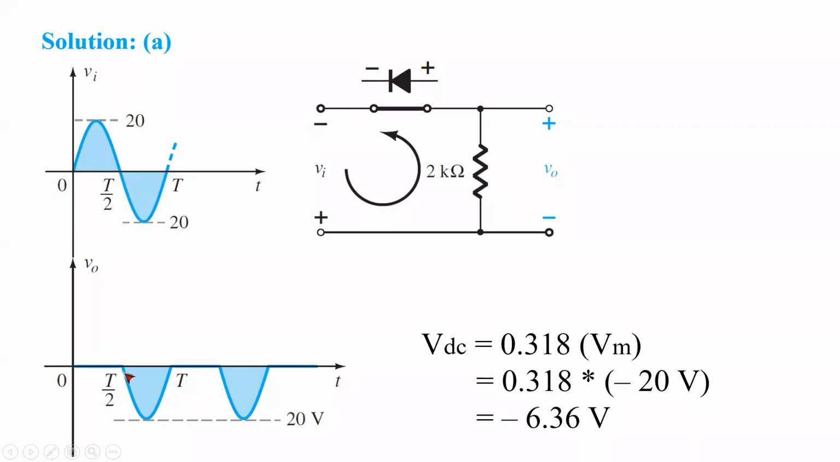Okay. So remember, when your output is only positive, you give positive. When your output is only negative, that time you give a negative. So here I give the negative in front of 20, but you should give the minus in front of 0.318. Obviously, the minus will go in front of 0.318 eventually. So here 0.318 into VM, 0.318 into minus 20, that becomes minus 6.36 volt.